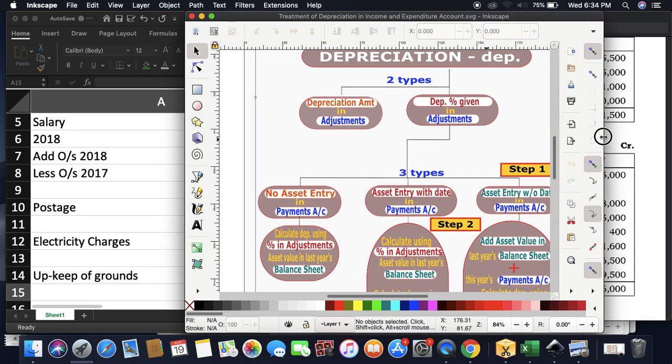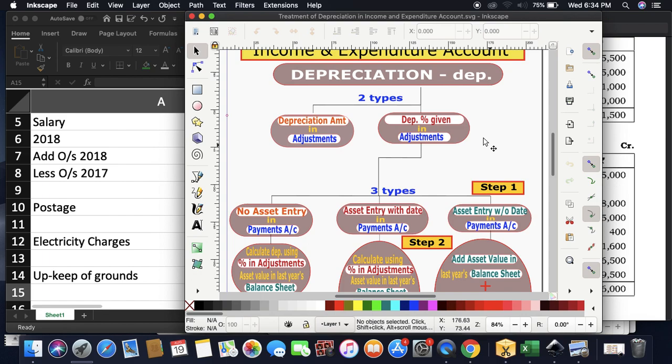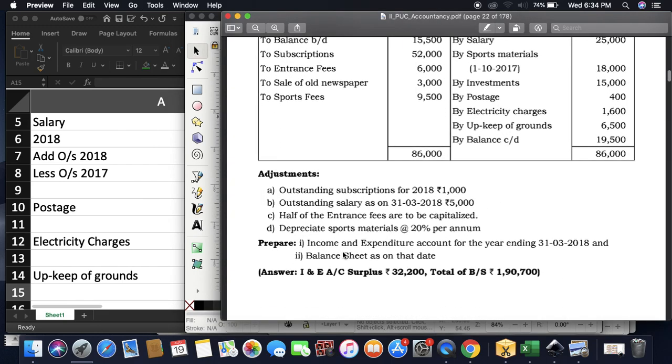Okay, so in the depreciation account, whenever you have depreciation, the first segregation or division that you can make is whether the depreciation amount is given in the adjustments or a percentage is given. First go and check that. So here a percentage is given, that means you need to calculate the depreciation amount.